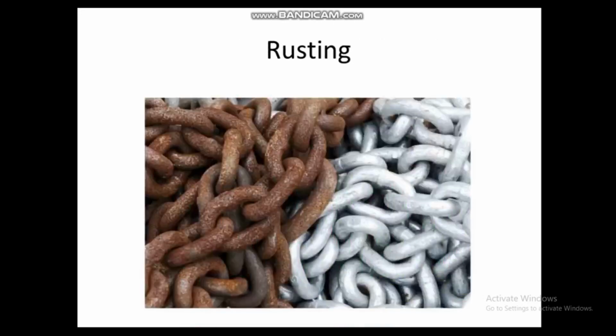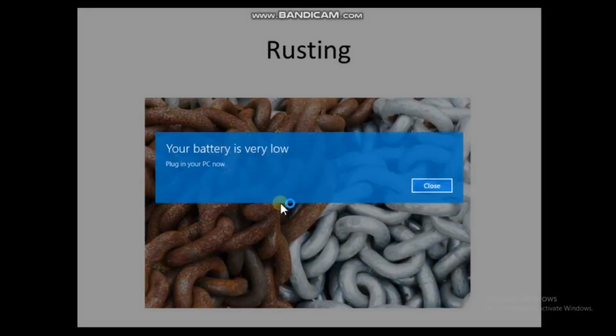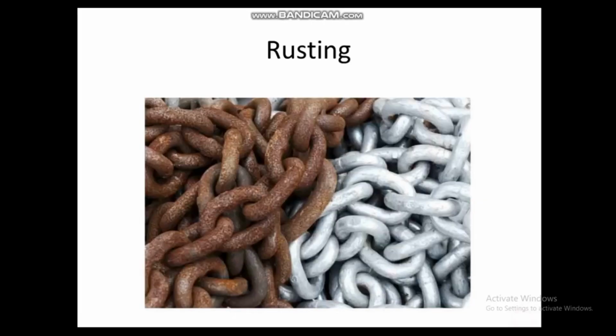Then rusting, another very important one. Here you can see the chain that we buy from the market. When we buy it, it appears like this, in pure metal color. When we use it for some days, or leave it in the air in open space for some time, it changes to this color. Why does it happen? It happens because of rust, and the process is known as rusting.